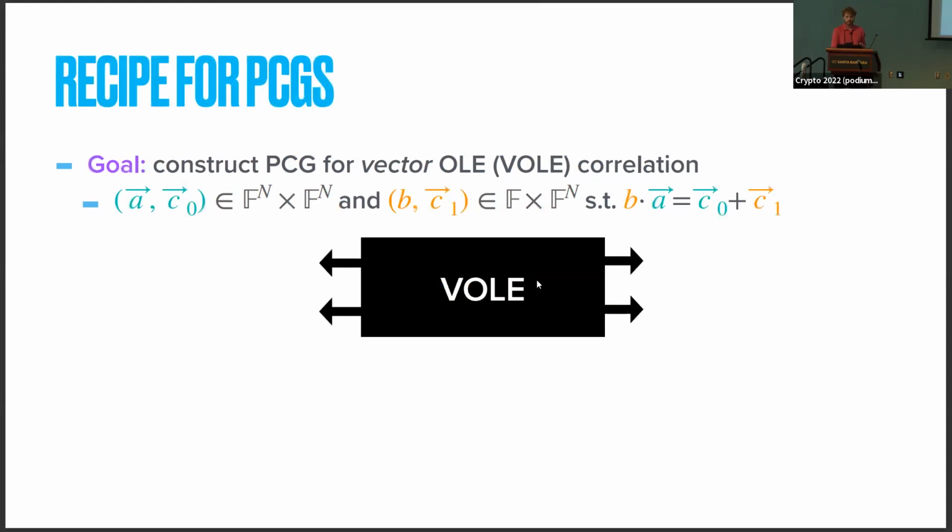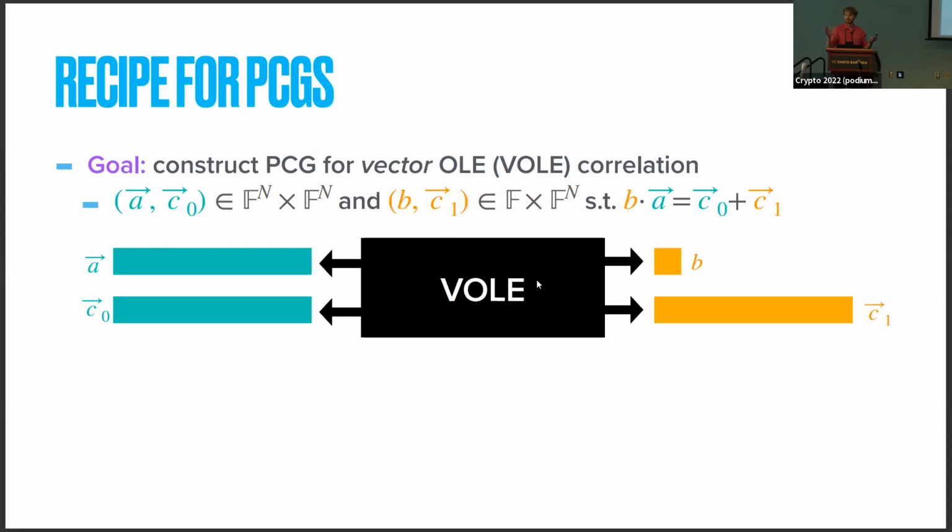And just pictorially, we want to simulate this box, which outputs a vector A and C0 to Alice, and a scalar B and a vector C1 to Bob, such that B times A is equal to C0 plus C1. So how could we go about doing this?